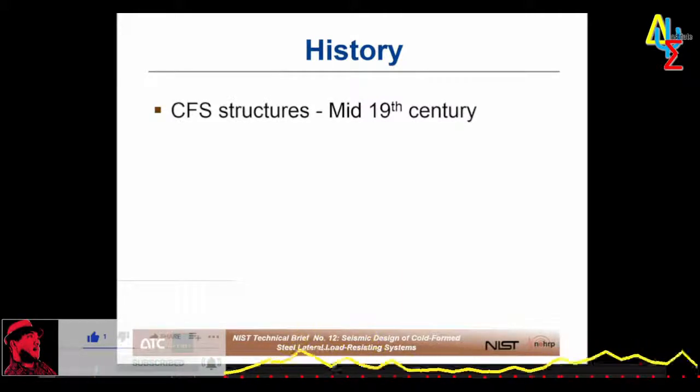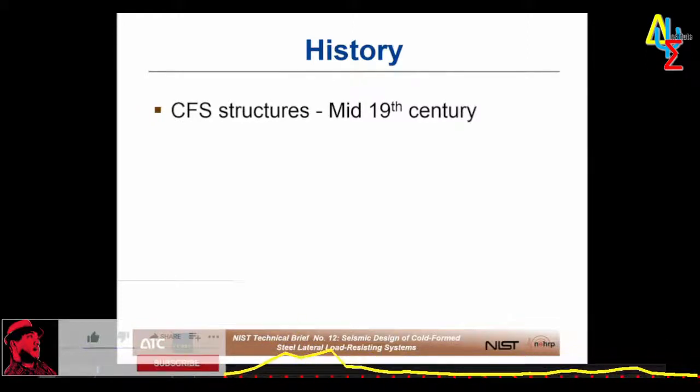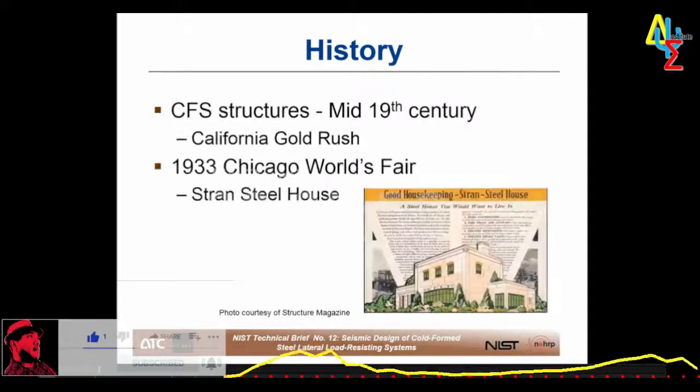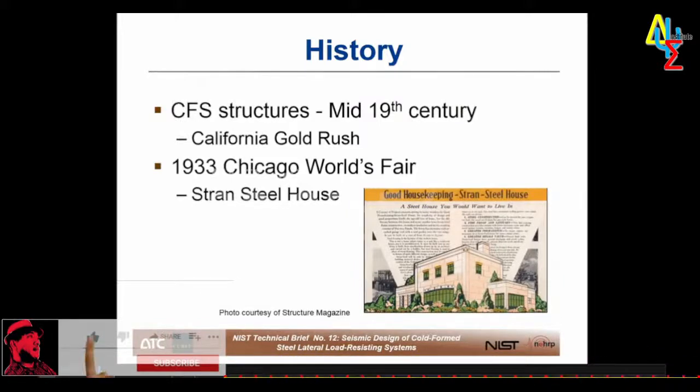And with regard to history, cold form steel structures, particularly in seismic design, have come more mainstream in recent years, but the use of cold form steel for building construction has been around since at least the 1850s in both the US and England. During the California gold rush, CFS houses were advertised as being cheaper than wood and fireproof and could be built in a day. And in fact, the 1933 Chicago World's Fair featured a steel-framed house called the Strand Steel House.